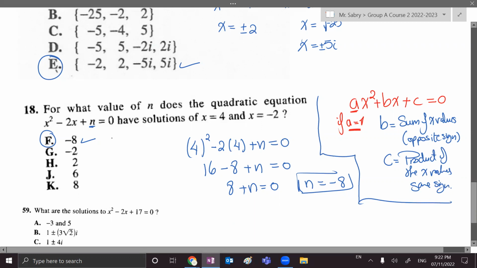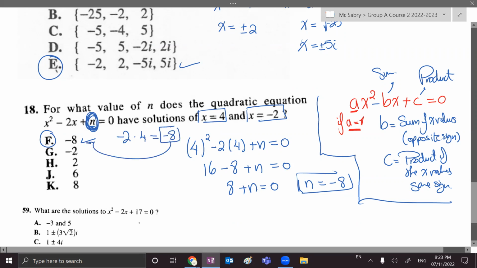What does that mean? It means that this number here, no matter what it is, should be the product. So this is the product, and this is the sum. Remember, the sum is always with the opposite sign. So this one is supposed to be the product of the x values, which are these two. So if you just multiply negative 2 times 4, it will give you right away the answer, which is negative 8. That's your answer, right there.